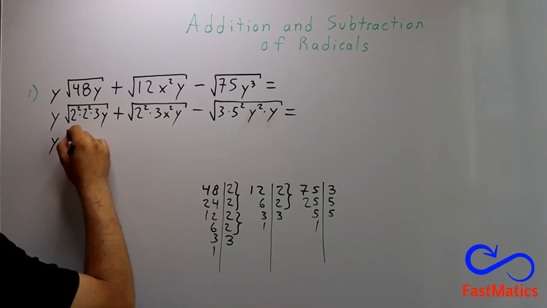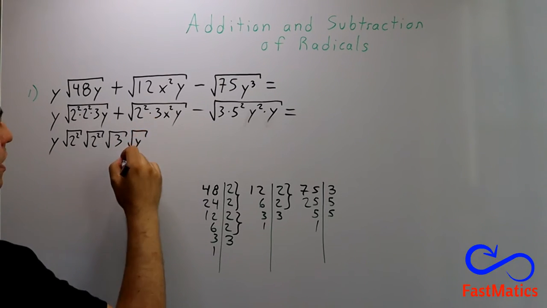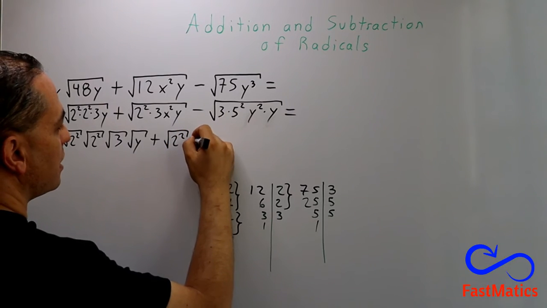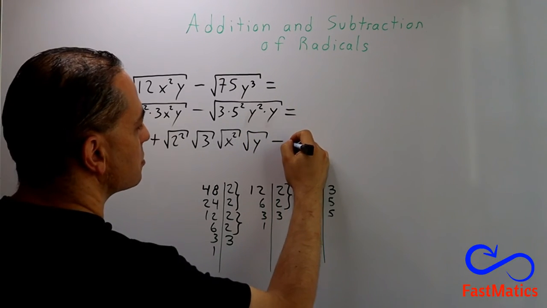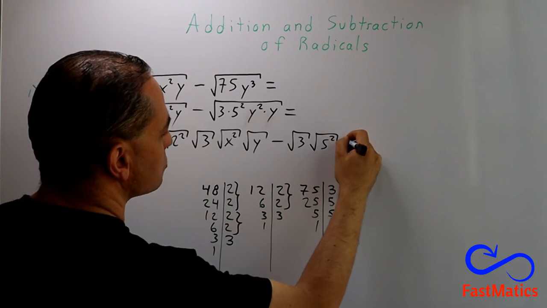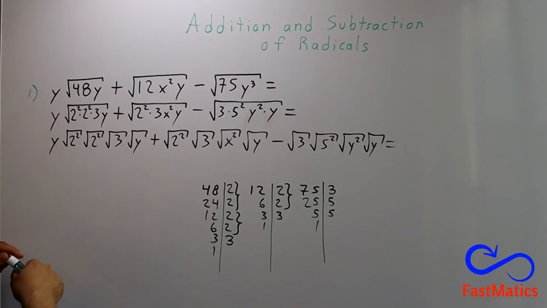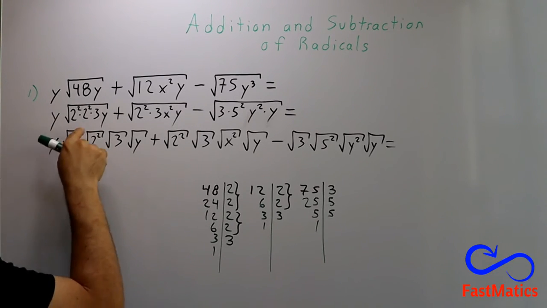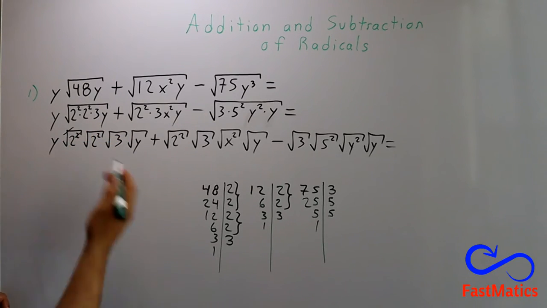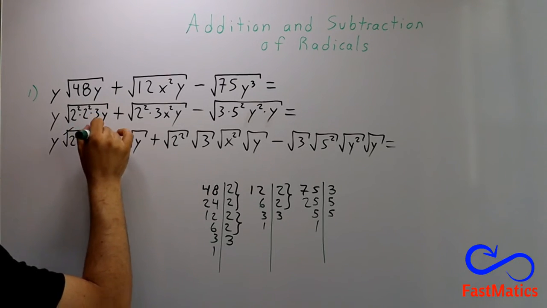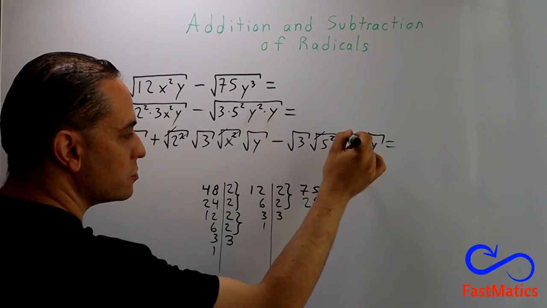So y times square root of 2 squared times square root of 2 squared times square root of 3 times square root of y, plus square root of 2 squared times square root of 3 times square root of x squared times square root of y, minus square root of 3 times square root of 5 squared times square root of y squared times square root of y. And why? Because you can say that if it is the square root of 2 squared, the square root and the exponent will be finished, and you have the 2 outside of the root. Here it is the same, the square root with the 2 eliminated, in every case.